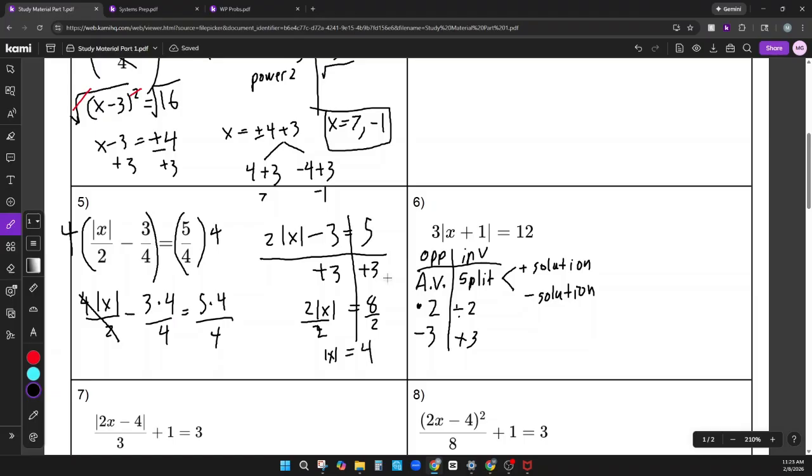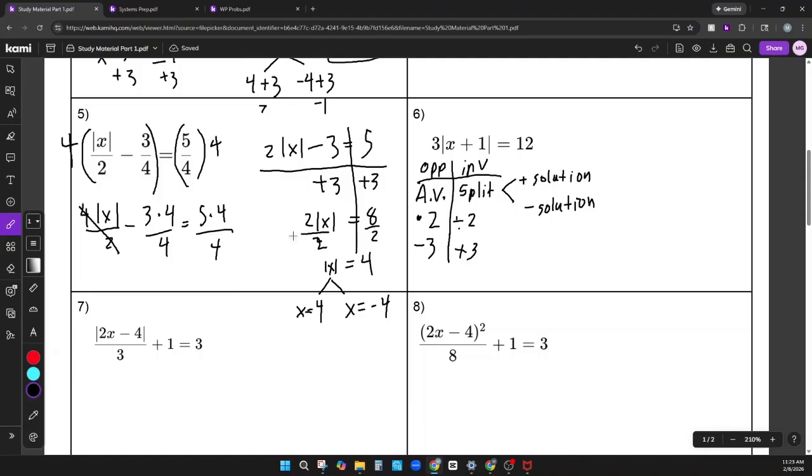And what I mean by this is that whatever's inside my absolute value is not going to change. This is going to become x and x. But what does change is I need to make this equal to my positive 4, that being my positive solution, and negative 4, that being my negative solution. Okay? So let me go ahead and write this up here, that my x is equal to 4 and negative 4. So I could erase this.